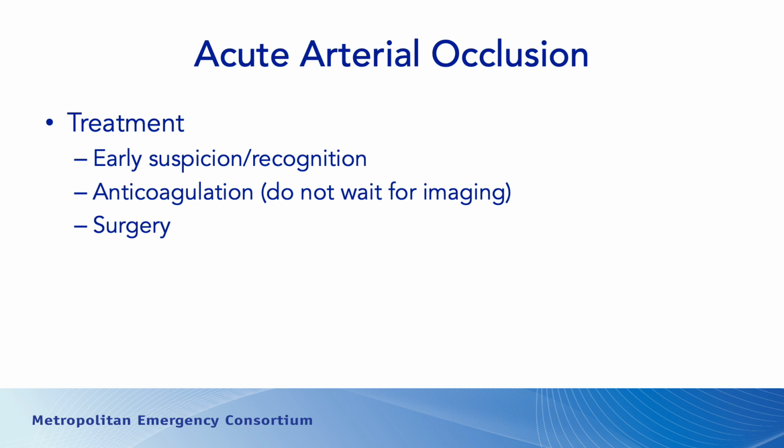So I start them on heparin. I keep them on heparin until I can verify they do not have an occlusion. And then I also get the vascular surgeons involved early. So if I have an acutely ischemic extremity, I will notify the surgeon that I've got the patient, I've got them started on anticoagulation, and they're going for imaging. Surgeons like to know about this early, not later in the game.